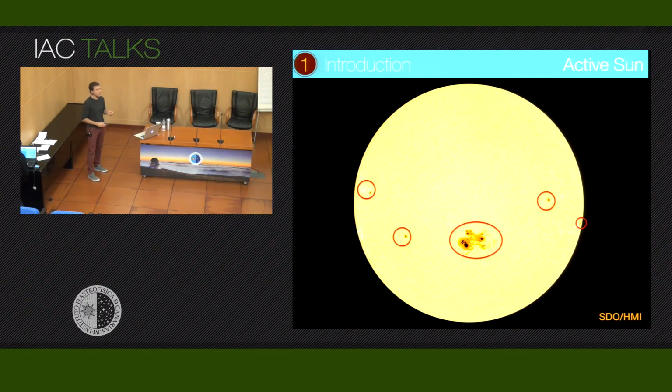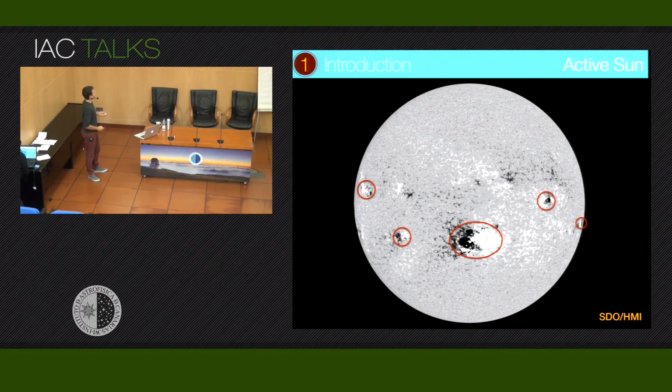activity. If we observe these areas in polarized light, we can obtain magnetograms as the one shown here. In this magnetogram, black and white areas represent the opposite polarities of the line-of-sight magnetic fields. Of course, active regions are related with the largest magnetic flux concentrations. The areas that we find outside these active regions are known for historical reasons as the quiet sun.